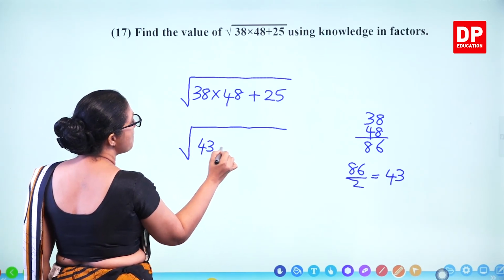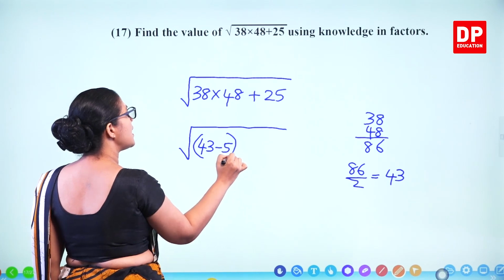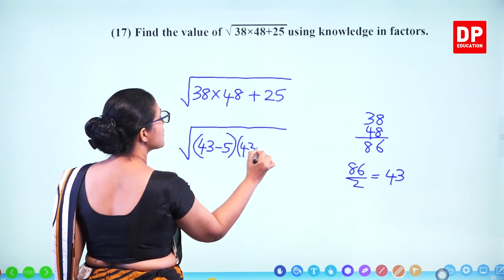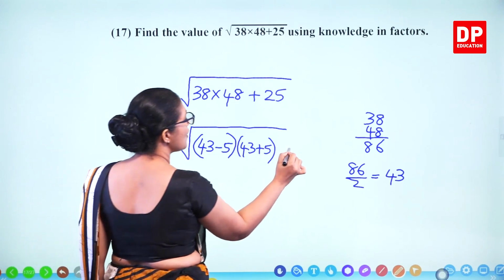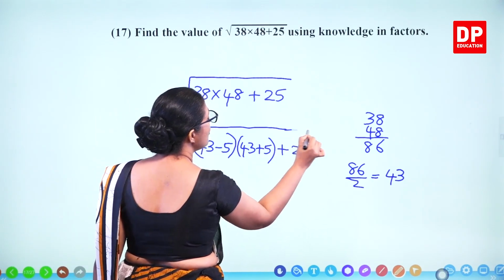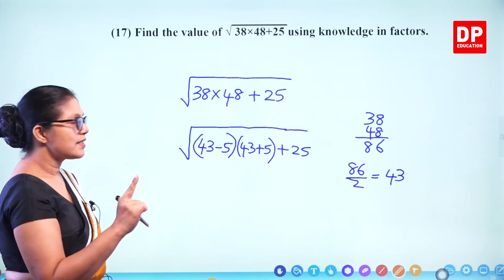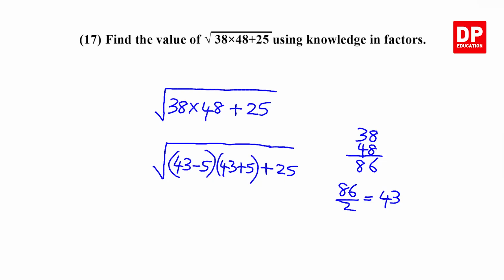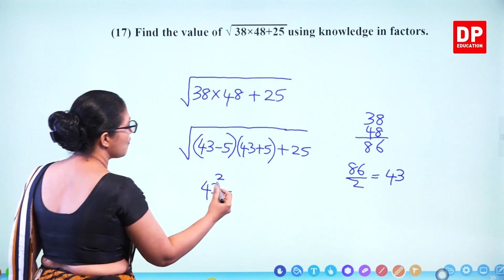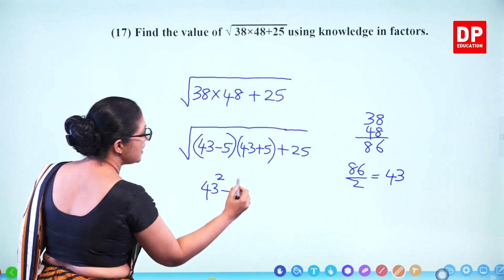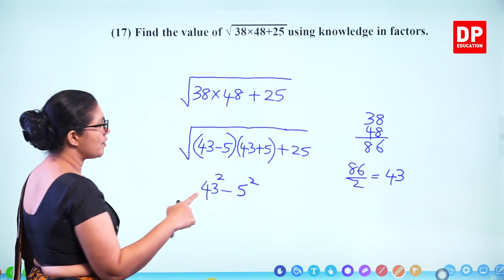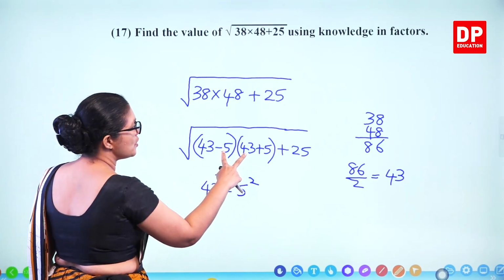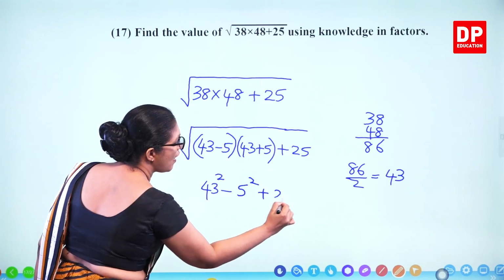43 minus 5 is 38. 43 plus 5 is 48. Now see, you can use the difference between two square terms. So what is this? You can write 43 squared minus 5 squared for the difference between two square terms, plus 25.